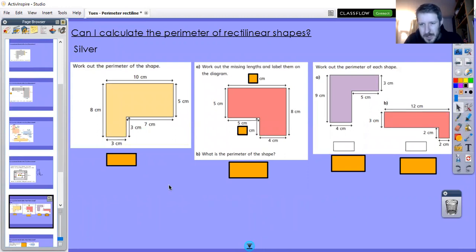So, silver questions. This one, you're just trying to find the whole perimeter to start off with. Just add up all the sides to find the perimeter. This one, you need to find the missing lengths. So you've got 2 missing lengths to find, this one here and this one here. And then you'll be able to find the perimeter. And then these ones, again, you've got some missing lengths to find, and then you need to find the perimeter as well. So pause the video and have a go at these questions.